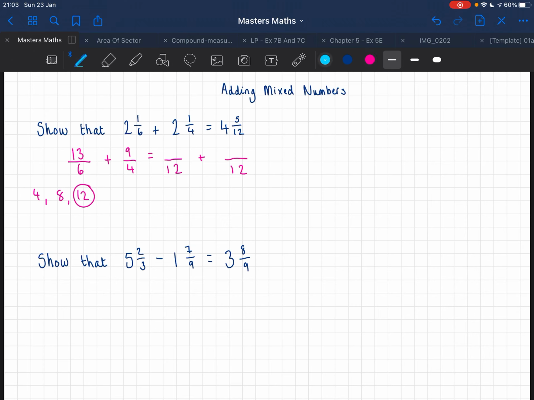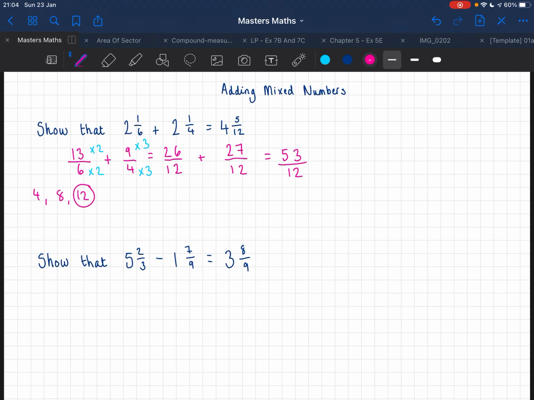To change 13 over 6 into 12ths, I have multiplied that 6 by 2, and then I have to do the same to the top to make sure that fraction stays equivalent. So 13 multiplied by 2 is 26, and then I'm going to do the same with the other fraction. So to change 4 into 12, I have had to multiply it by 3, and I have to do the same to the top. So 9 multiplied by 3 makes my new fraction 27 over 12. Now I can add those two things together.